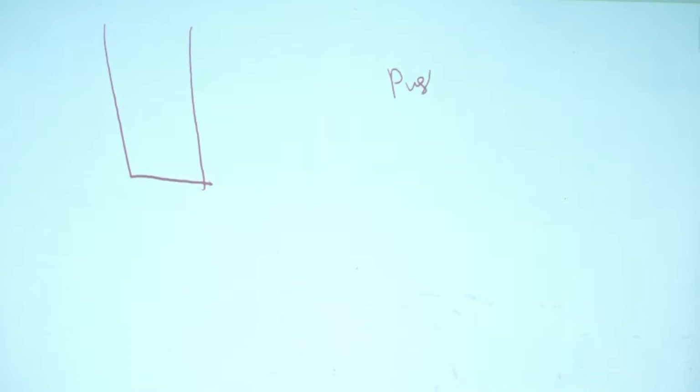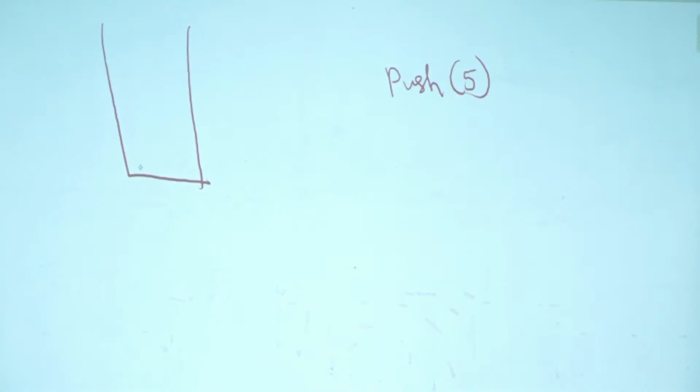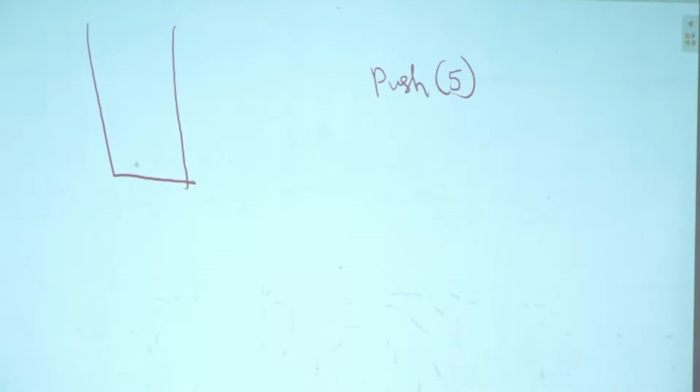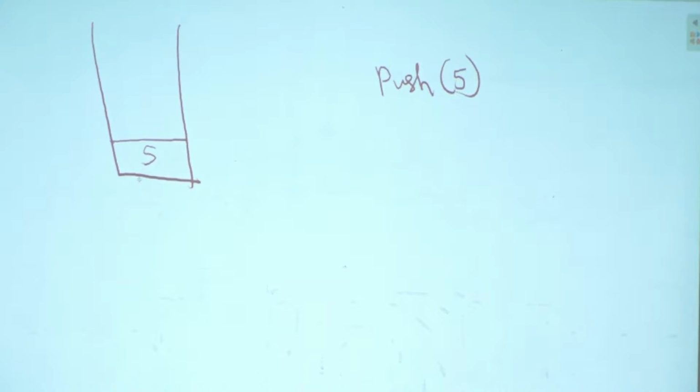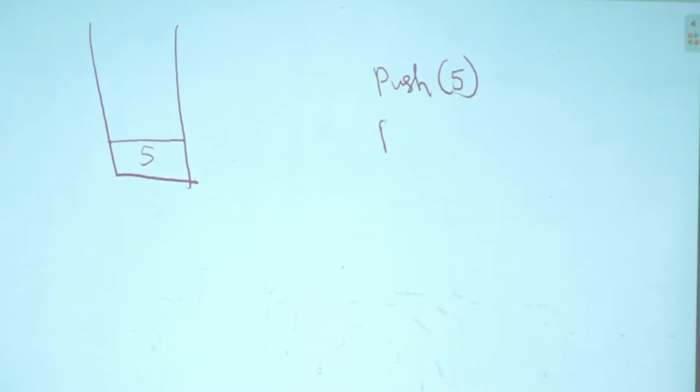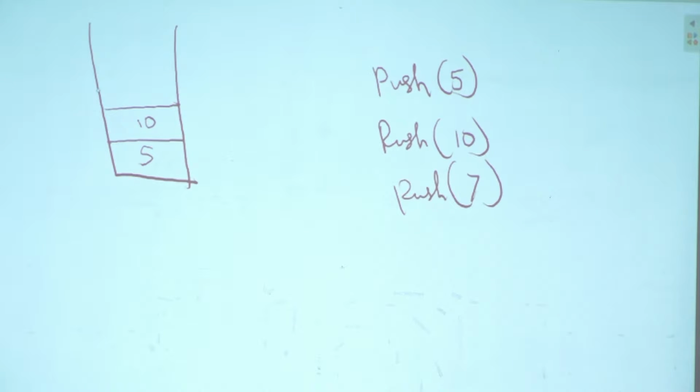So when I say push 5, this is conceptual. We are going to implement it using a linked list, remember? I'll come to that in a moment. Push 5, conceptually. Then push 10. So 10 gets pushed. Again, I am saying conceptually. Then I say push 7. So 7 gets pushed.